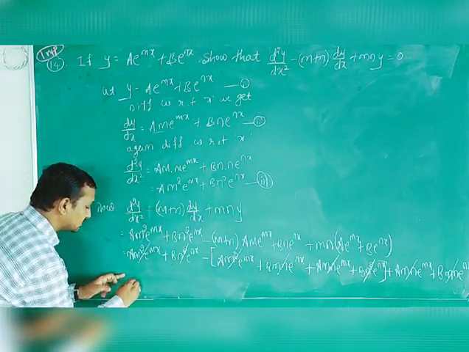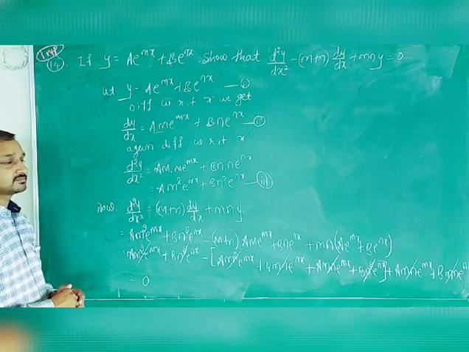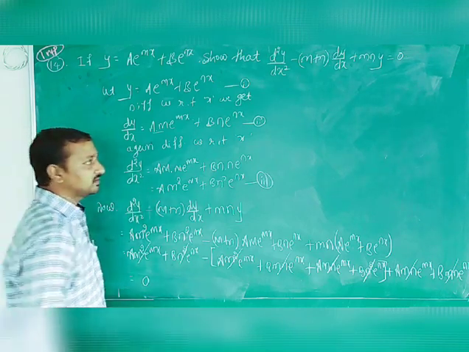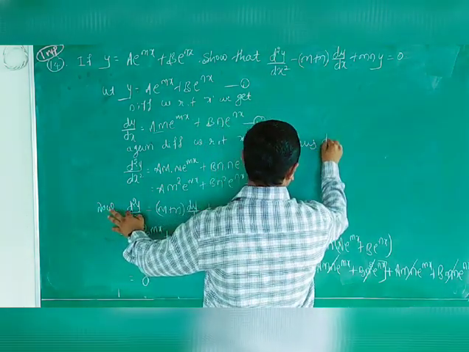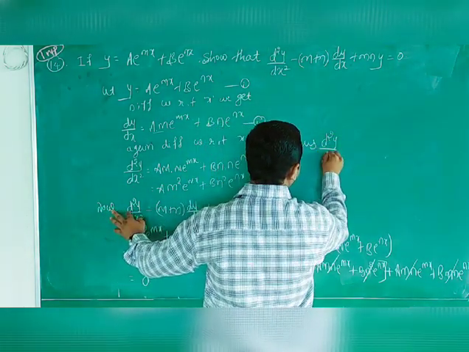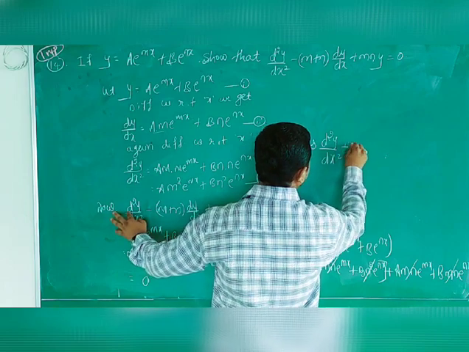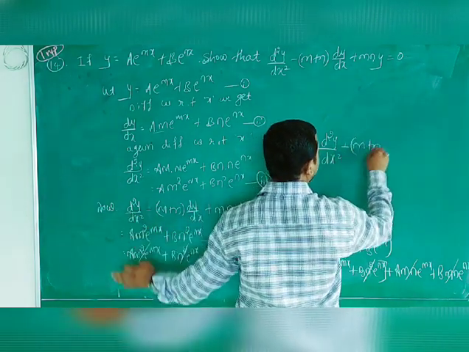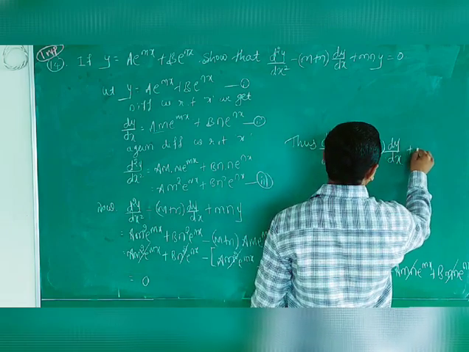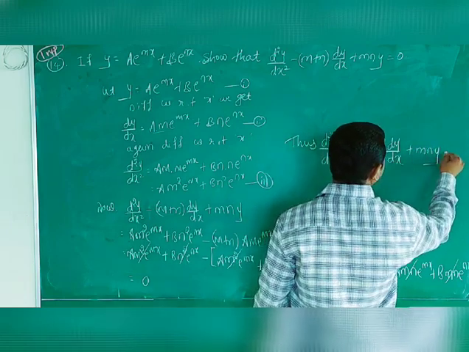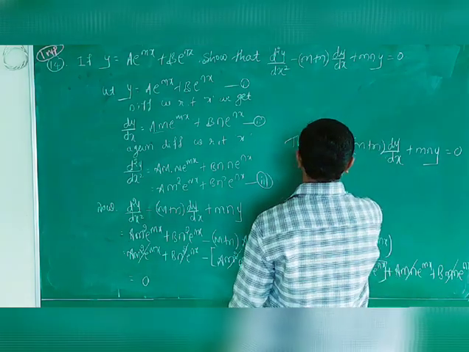So that is equal to this, the answer should be 0. Is that clear? Very simple example. Thus what we have to show is that d2y divided by dx2 minus (m plus n) into dy by dx plus mn into y, this value should be 0. So this is our proof.